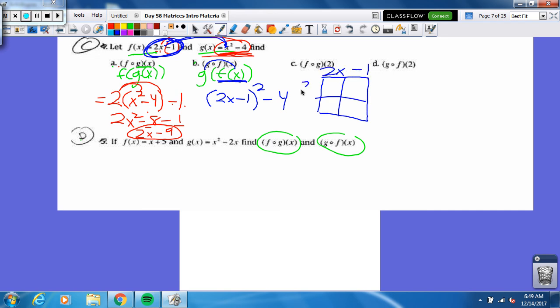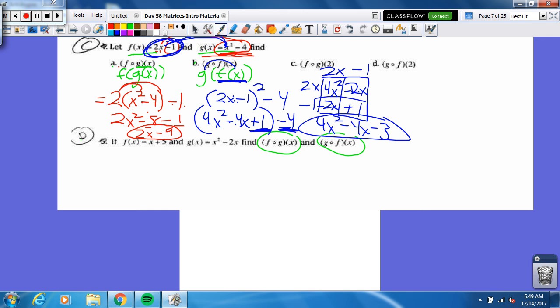2x minus 1 squared is 2x minus 1 times 2x minus 1. Okay? See if you can do the box really fast. I'm going to try and do it fast. Ready, set, go. 4x squared minus 2x minus 2x plus 1. Got it. Okay? So that's 4x squared minus 4x plus 1 is what this equals when you box it out. Then minus 4, and we'll get that at the end. Combine like terms: 4x squared minus 4x minus 3.